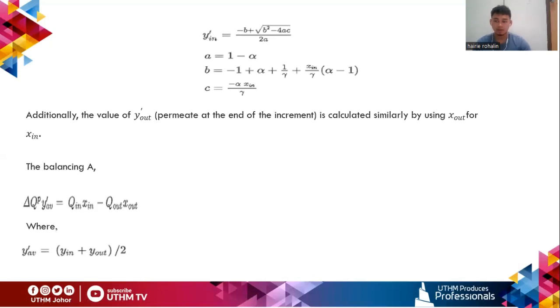Additionally, the value of Y out from the formula above, which is the permeate at the end of the increment, is calculated similarly by using X out for X in. For the balancing, we use the formula below: delta QP times Y prime AV equals Q in X in minus Q out X out, where Y prime AV equals Y in plus Y out divided by 2.